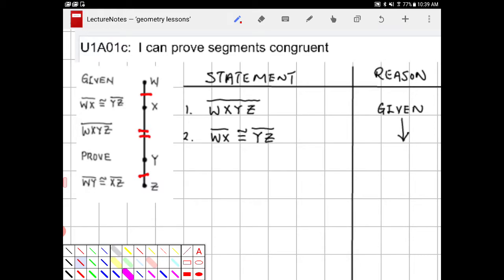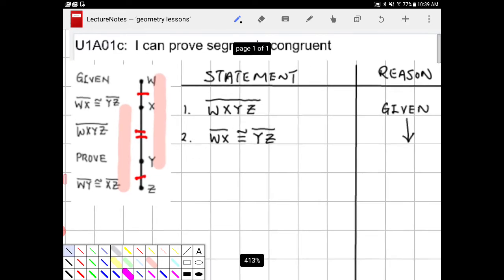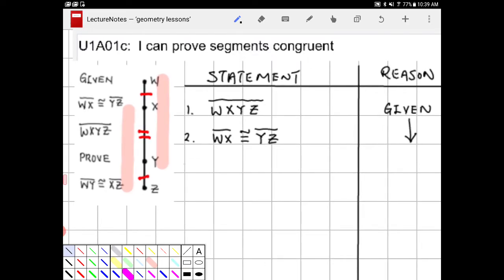If you look at this setup right now, the length of WY has how many tick marks? It looks like there are 3, right? And if I do the same thing with XZ, it looks like there are 3 tick marks there. So intuitively, it should make sense that both WY and XZ have the same exact length. So let's try to articulate this on paper.